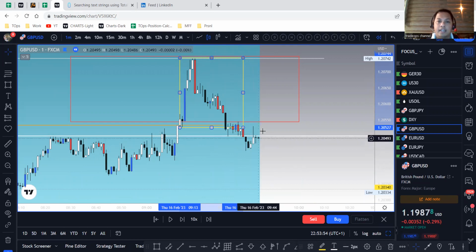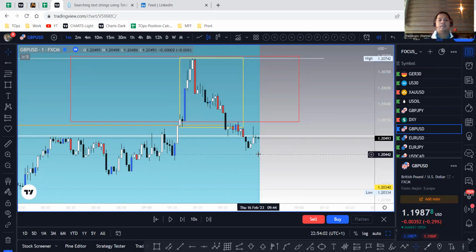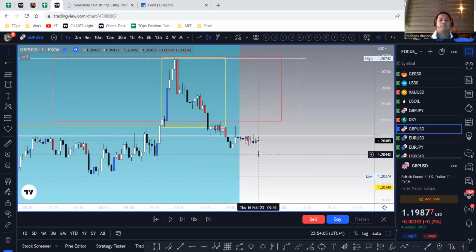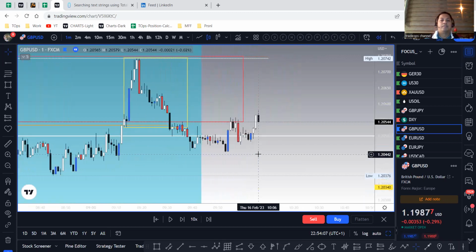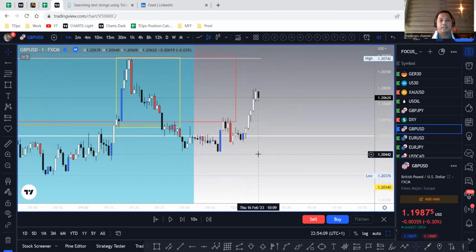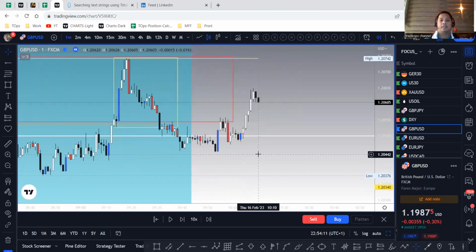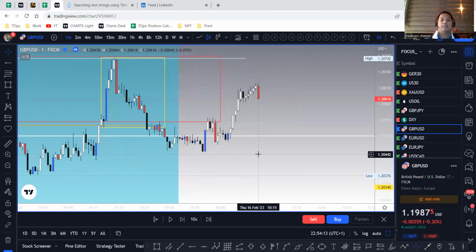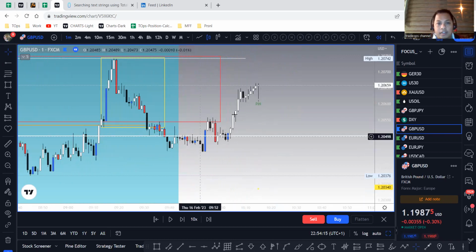Okay? Hahayaan natin na bumalik yung price sa range inside the box. Okay? Okay. Ayun. Bumalik na. Balik na. And then, nagpakita siya ng weakness.